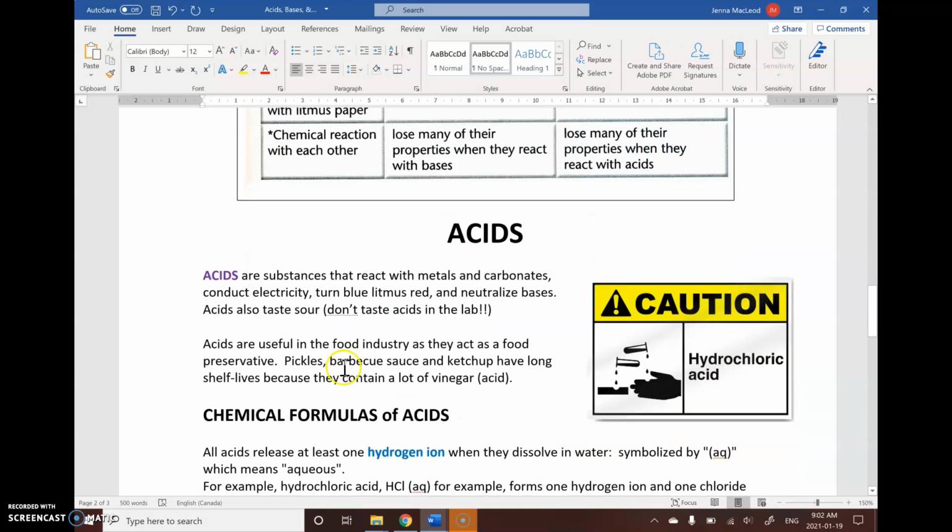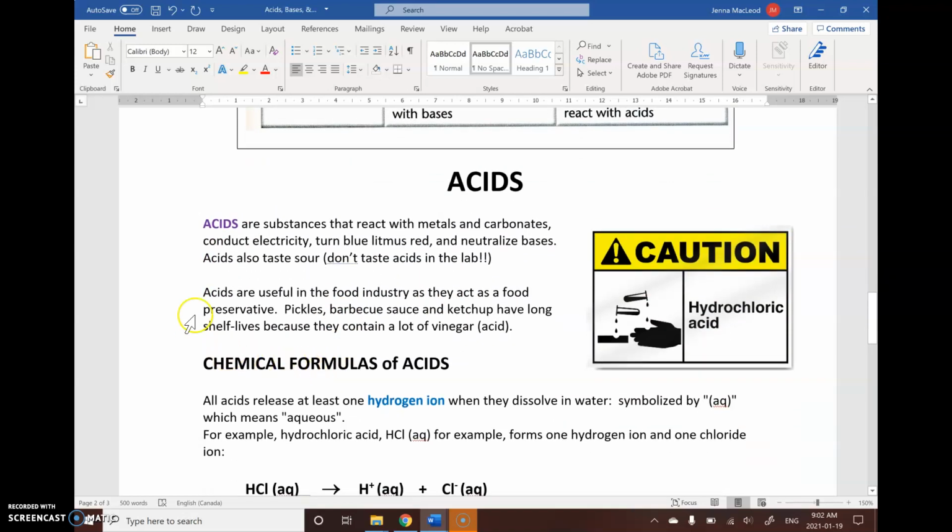So acids again react with metals and carbonates. They conduct electricity. They turn blue litmus paper red and neutralize bases. They taste sour, but you should never taste an acid in the lab. Anything that you're tasting that's an acid is usually something that we're allowed to eat, a small amount of it. But if you have a beaker of hydrochloric acid, I wouldn't suggest drinking it or touching it.